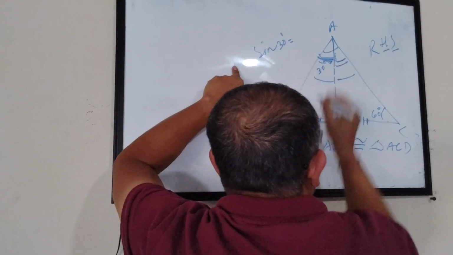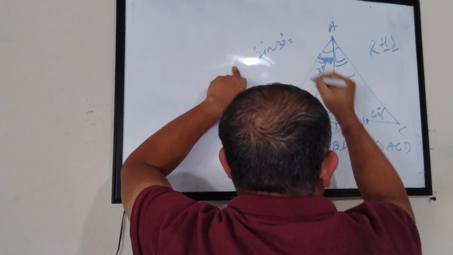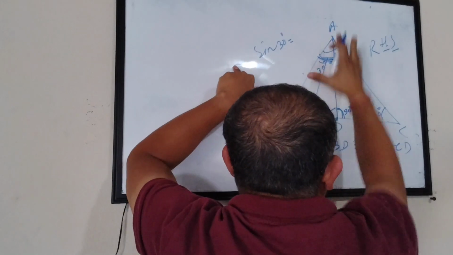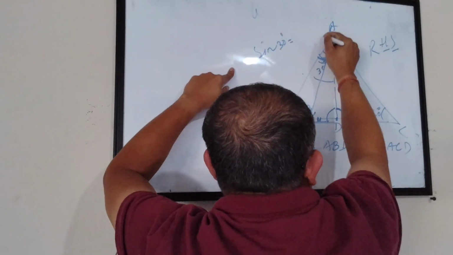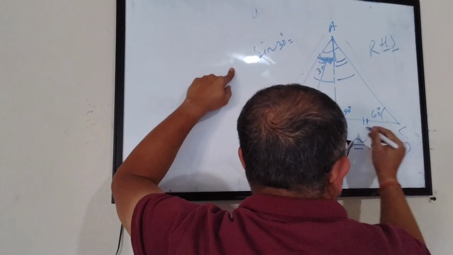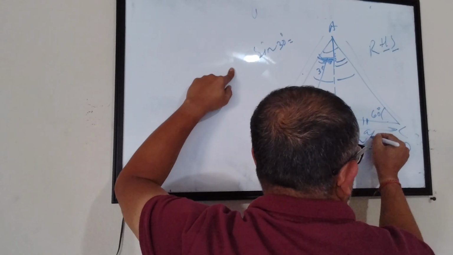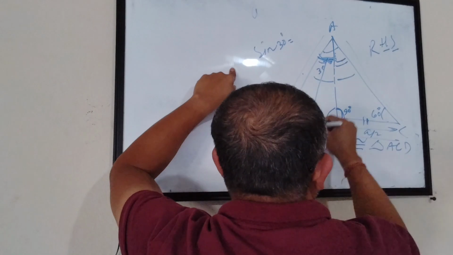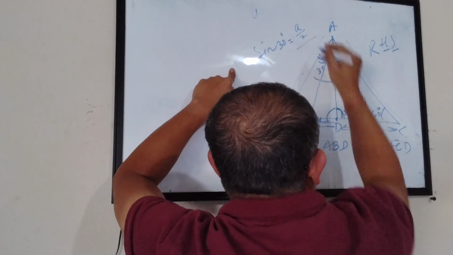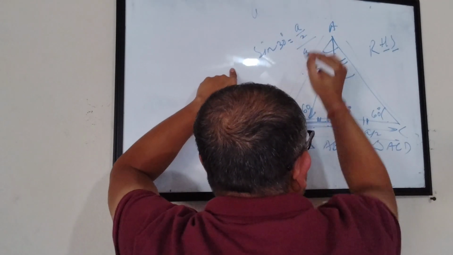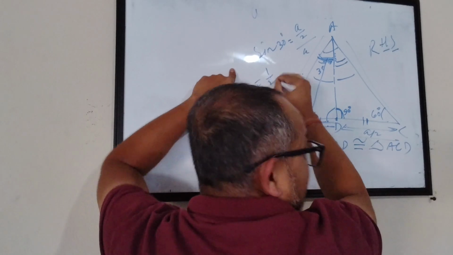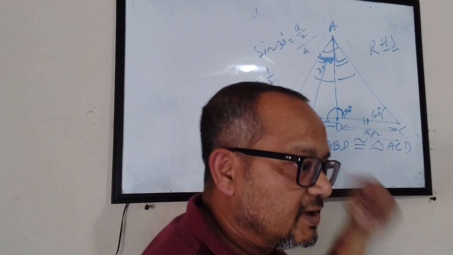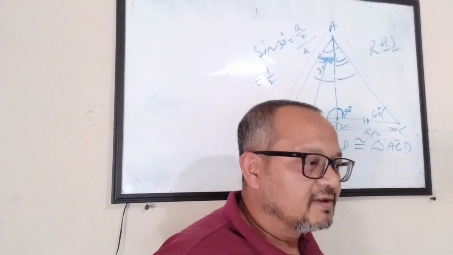So sine 30 will be equal to the side opposite to this divided by the hypotenuse. Let's say this side was A, this was A, this was A, this was A. So this is A by 2. Sine 30 is A by 2 divided by hypotenuse, which is A. This becomes 1 by 2. Now you can sleep well.